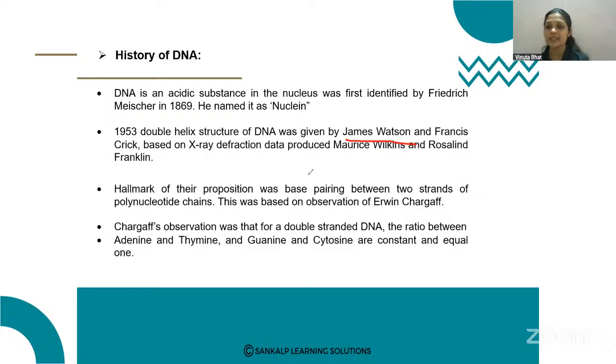Then how was it discovered? Mainly through the X-ray diffraction data produced by Maurice Wilkins and Rosalind Franklin. They collected the data from their experiments, and from it the double helix structure of DNA was proposed, also called the Watson and Crick model of DNA.